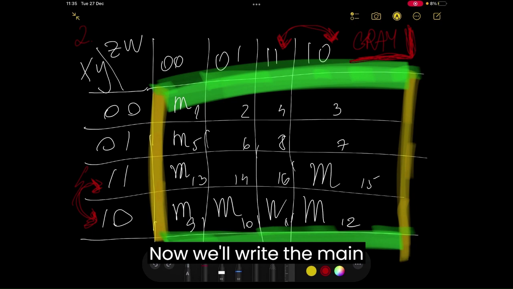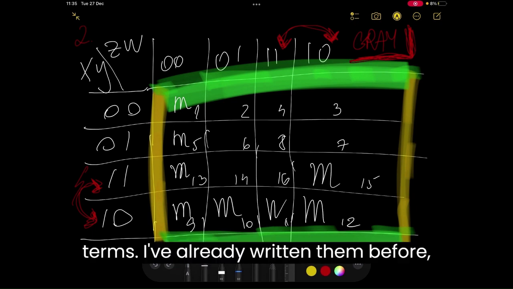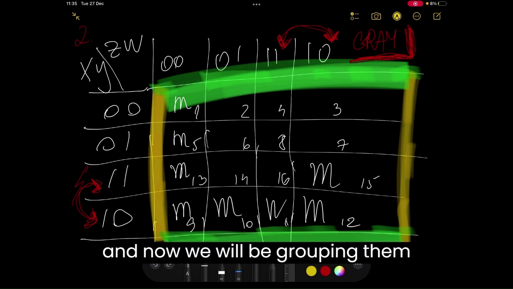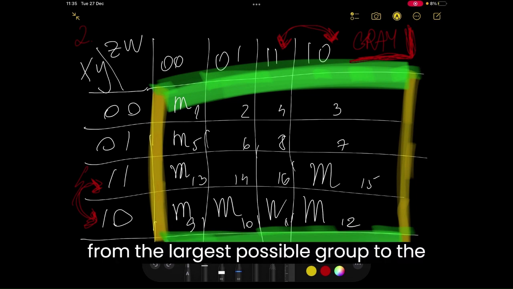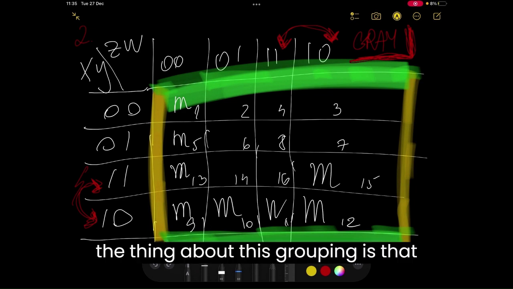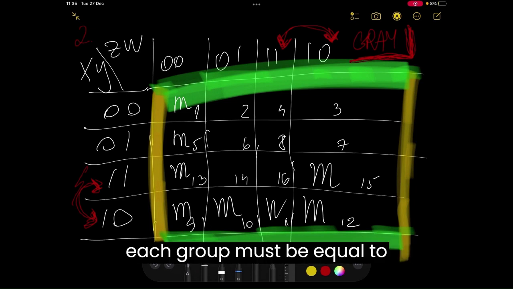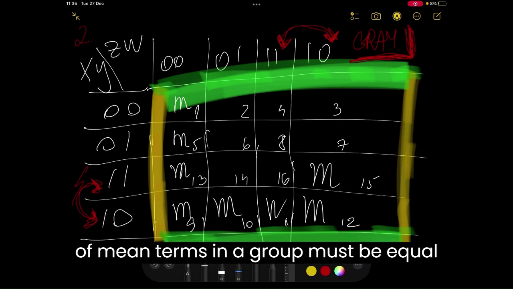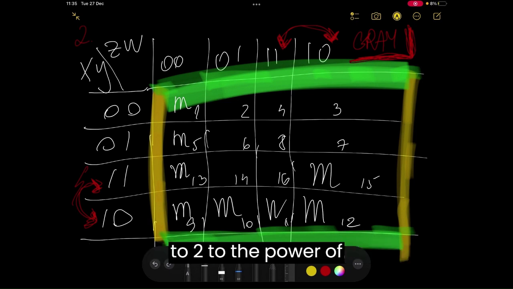Now we'll write the main terms. I've already written them before, and now we will be grouping them from the largest possible group to the smallest possible group. But the thing about this grouping is that each group must be equal to a power. So the number of main terms in a group must be equal to the power of something.